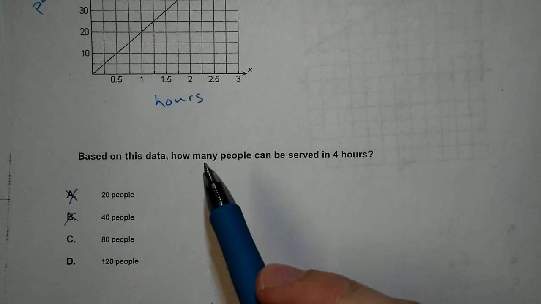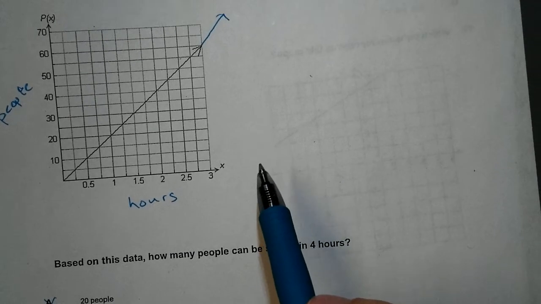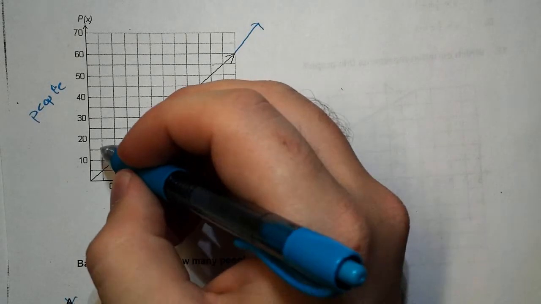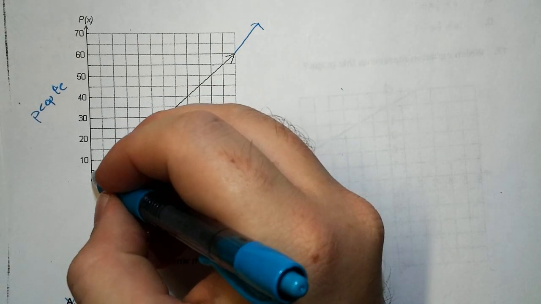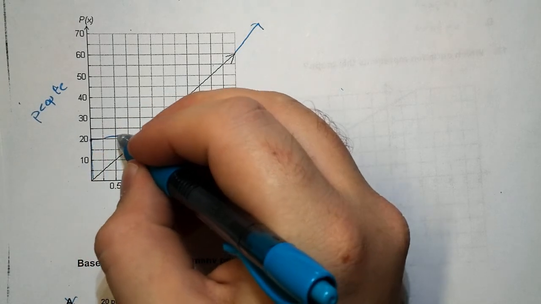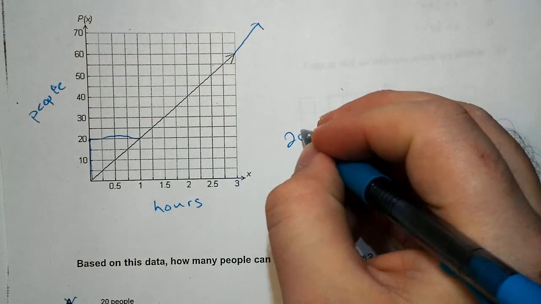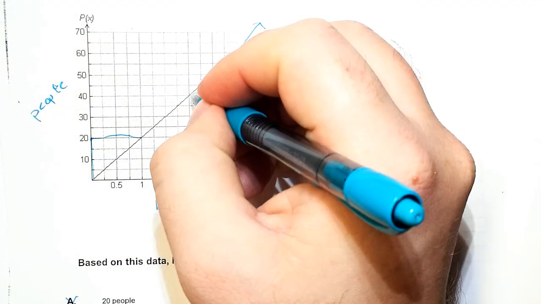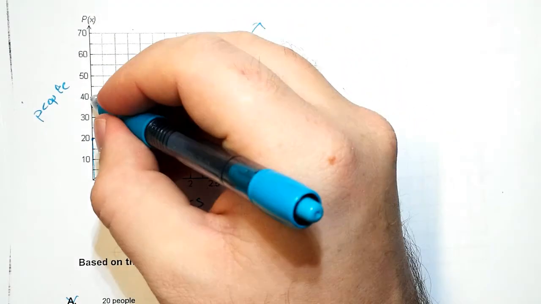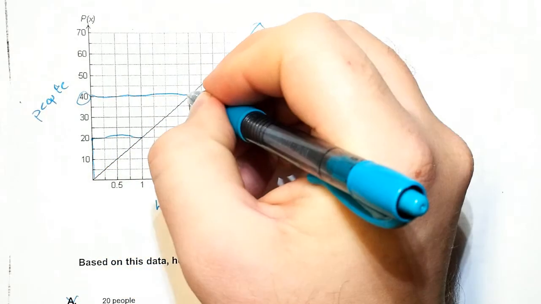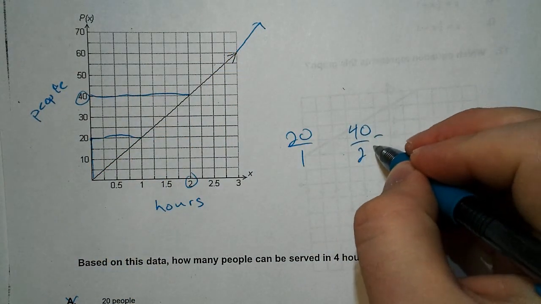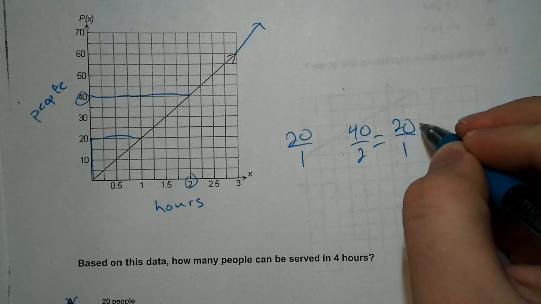Now, it doesn't give us 4 hours, but it does give us rates. This goes up 20 when it goes over 1. And let's see if that's consistent. So let's find where it's at 2. And it goes up 40 when it's over 2. And 40 divided by 2 reduces down to 20 over 1. So we have our slope, right?